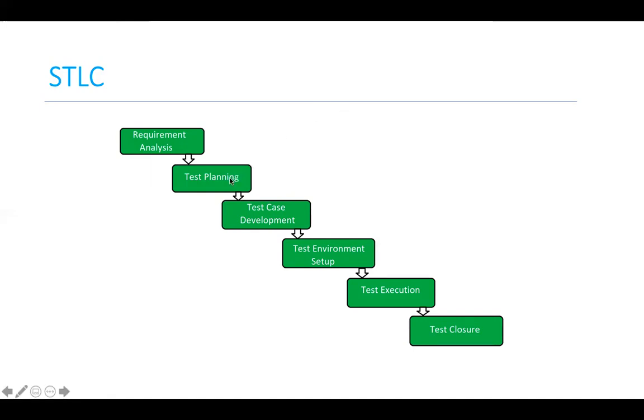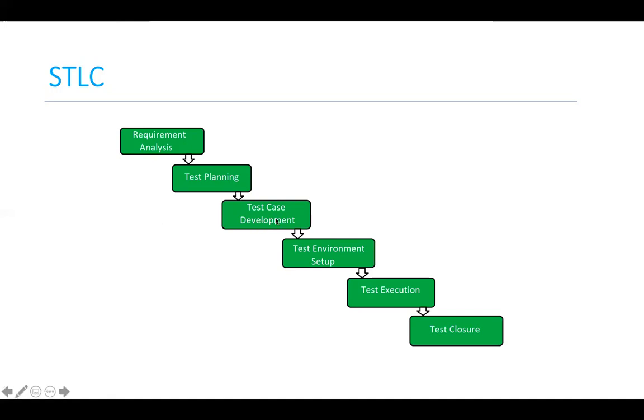The next phase would be the planning phase, where only the team manager and leads would be involved. They discuss the estimation of the work and the resources needed, what the software test management tools would be, what the bug tracking tools would be, and the automation tools. All of these will be planned here in the test planning phase.